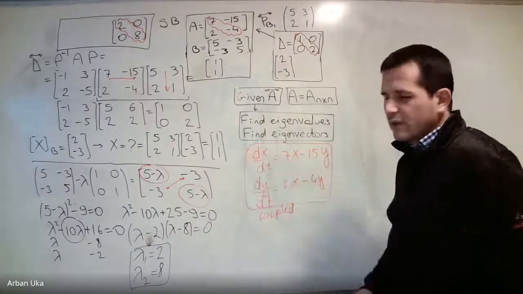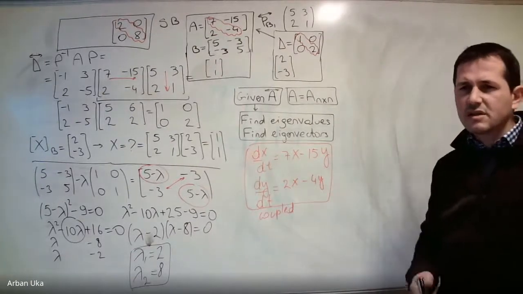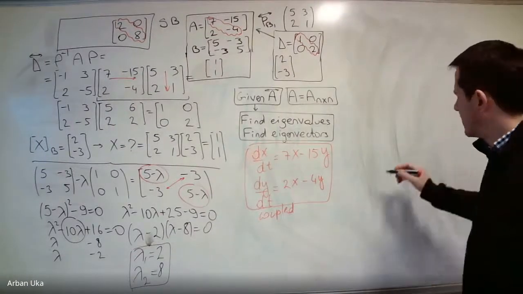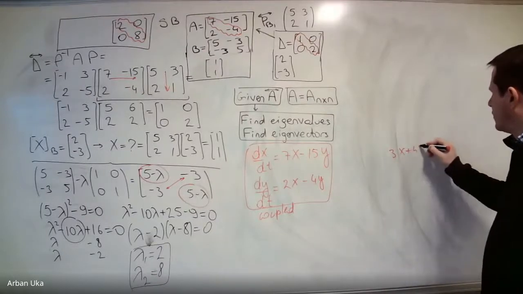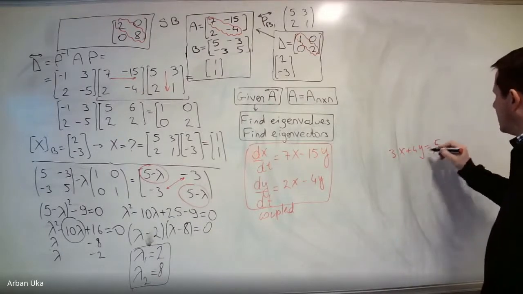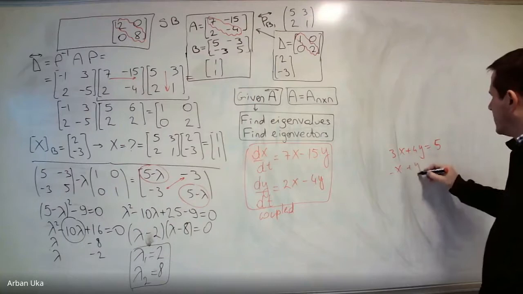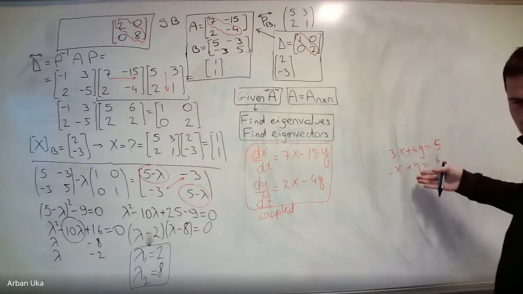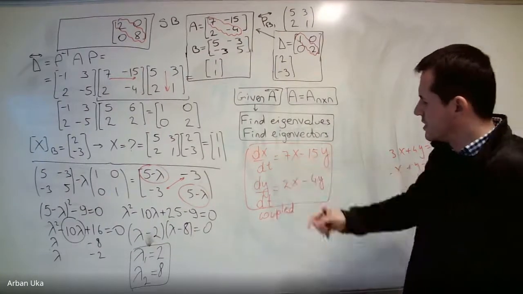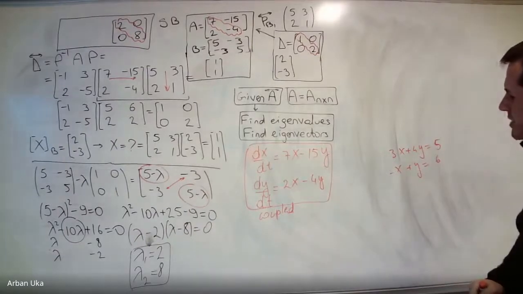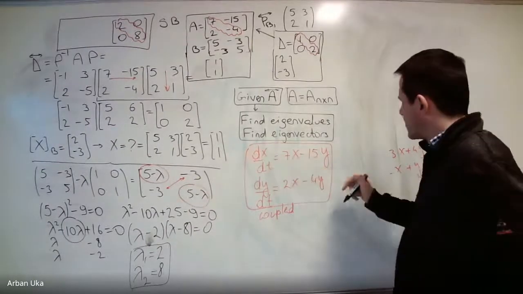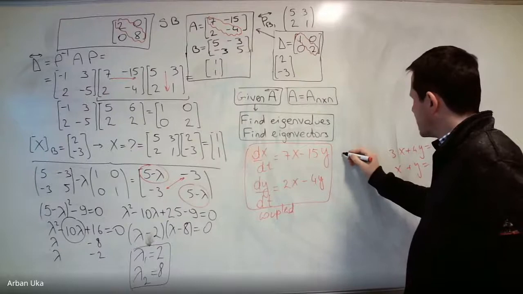So far, we have solved systems of linear equations which look like this: 3x plus 4y is equal to 5, minus x plus y is equal to 6. We've been solving this a lot, right? Now we need to solve this. But how do we represent this one? We represent it like this.